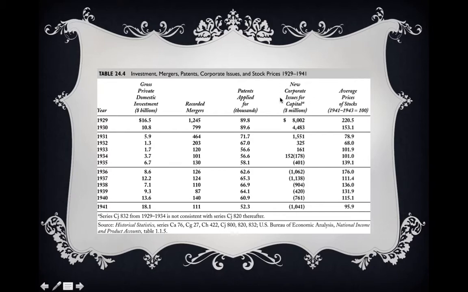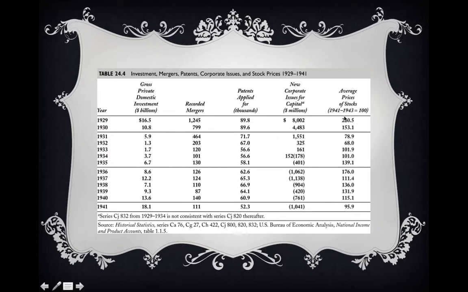New corporate issues of capital, i.e. borrowing. What happens to corporate borrowing? Drops in half from 29 to 30. Drops by a third in 1931. Keeps falling and falling into 1933. I want you to realize these numbers in parentheses. What it means is that these numbers here aren't comparable to the numbers up here. They changed how they created this series in 1934. So comparing this period to this period is not really applicable. There's a dramatic change in how they created these numbers.